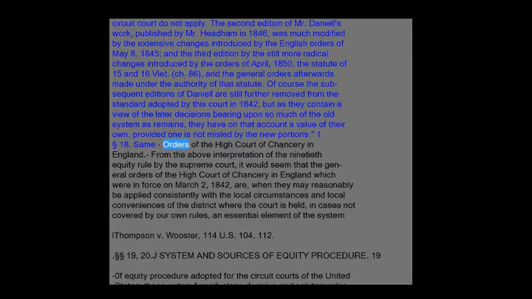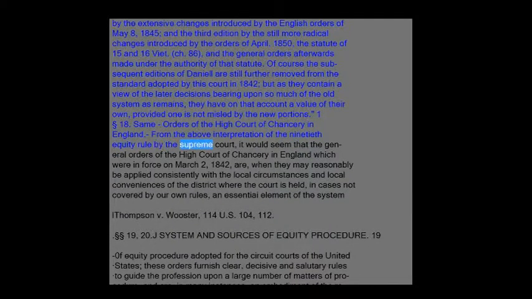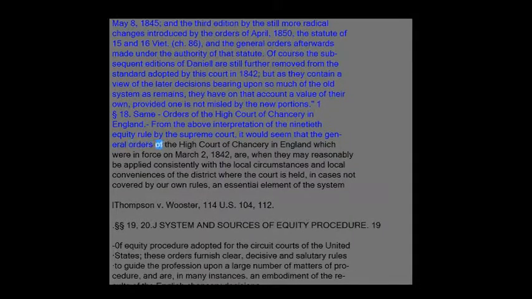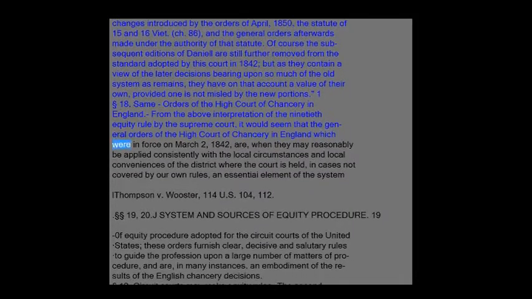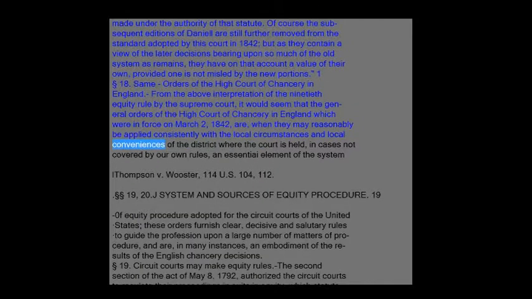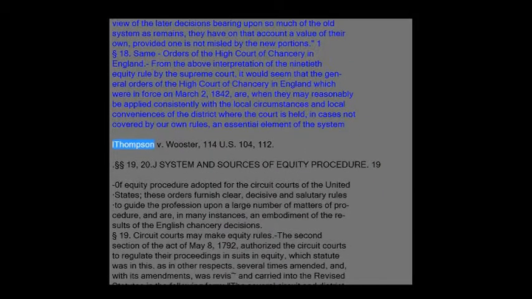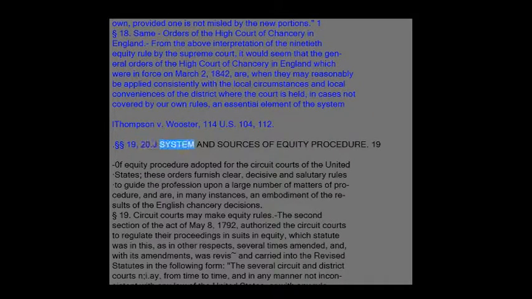18 1/2. Same. Orders of the High Court of Chancery in England. From the above interpretation of the 90th Equity Rule by the Supreme Court, it would seem that the general orders of the High Court of Chancery in England, which were in force on March 2, 1842, are, when they may reasonably be applied consistently with the local circumstances and local conveniences of the district where the court is held, in cases not covered by our own rules, an essential element of the system. Thompson v. Worcester, 114 U.S. 104, 112.